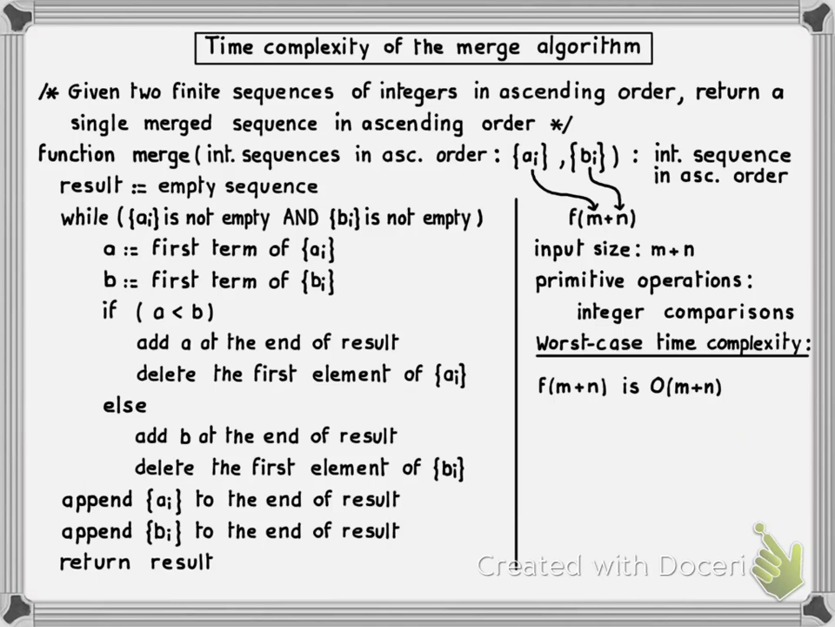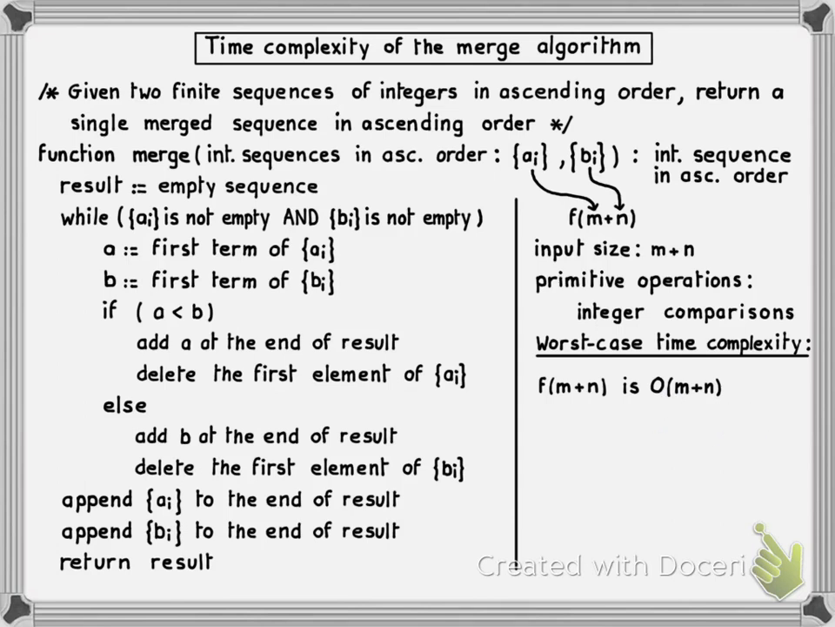So the next step will be to prove that f of m plus n is also big omega of m plus n. In other words, that this is a tight upper bound for the runtime of the algorithm. And to prove this, I'm going to show you how to build two input sequences that will guarantee that the algorithm's runtime will be proportional to m plus n.